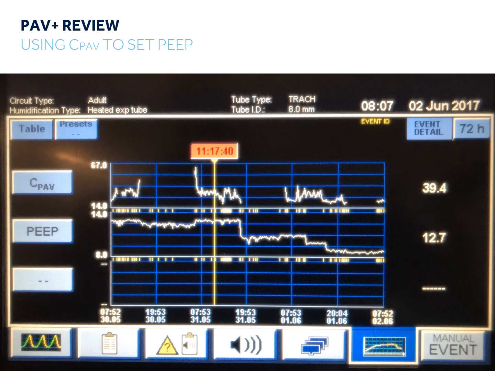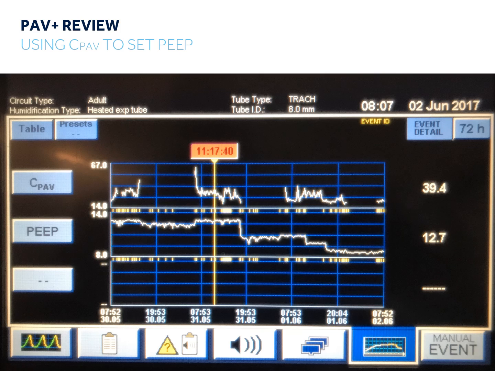This slide shows a 72-hour screenshot from a PB840 ventilator's trending page with patient compliance and PEEP being the selected trend parameters. This patient had been on the PAV Plus prolonged weaning protocol that will be discussed later, and initially was tolerating the 80% support setting well.